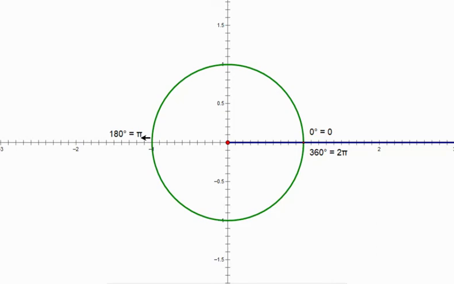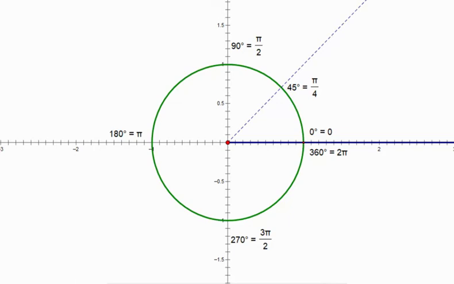What about 1/4 of the way around the circle? Well, that would be half of those measures, 90 degrees or pi over 2. What about 3/4 of the way around the circle? Well, that would be 270 or 3 pi over 2. And what about 1/8 of the way around the circle? Well, that would be 45 degrees or pi over 4. As you can see, it's just proportional. It's not rocket science here.